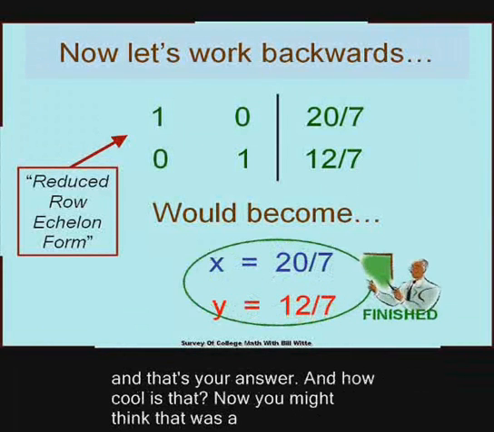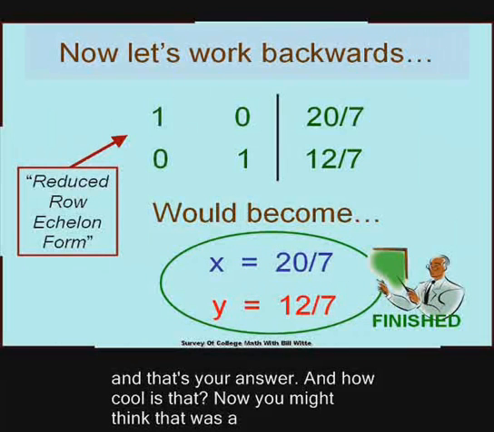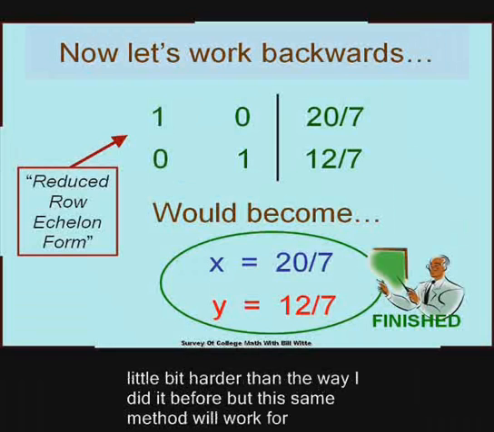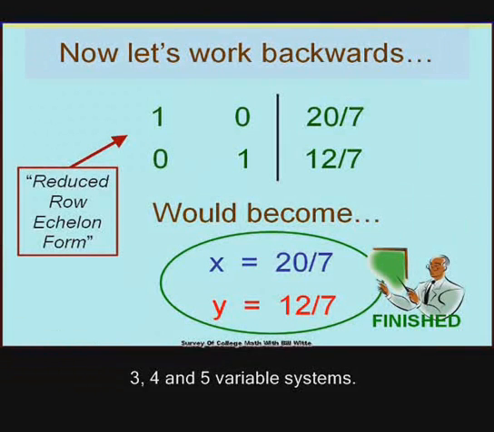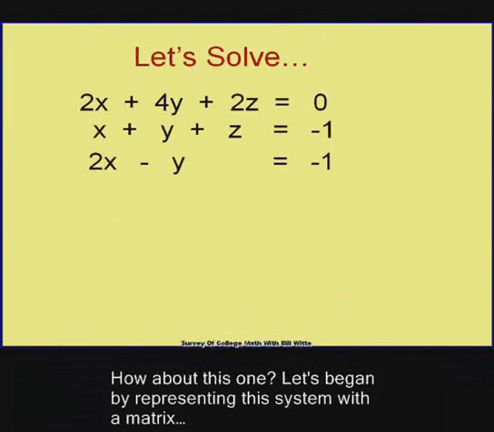You just won $1 million. How cool is that? Okay? Now, you might think, well, that's a little bit harder than what I've done before, but this same method will work for 3, 4, and 5. It's going to be difficult, but 3, 4, and 5 variable systems. You've got troubles, Mac. How about this one? Let's begin by certainly representing this system with a matrix.